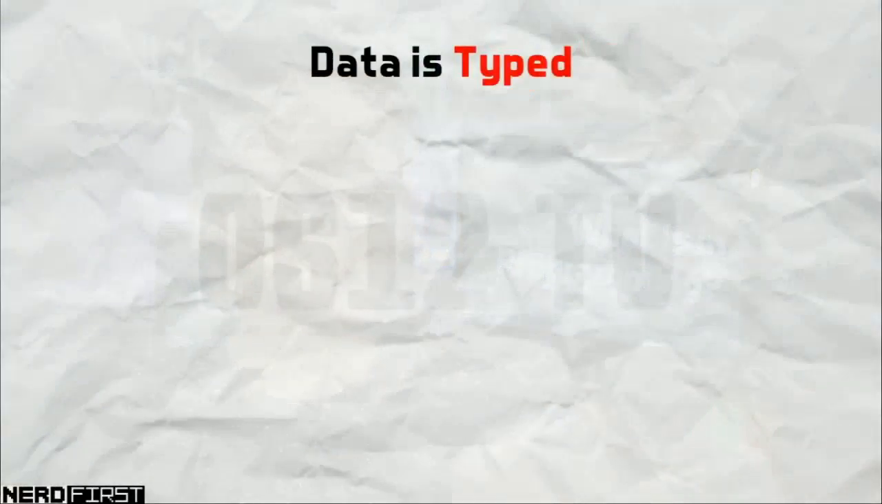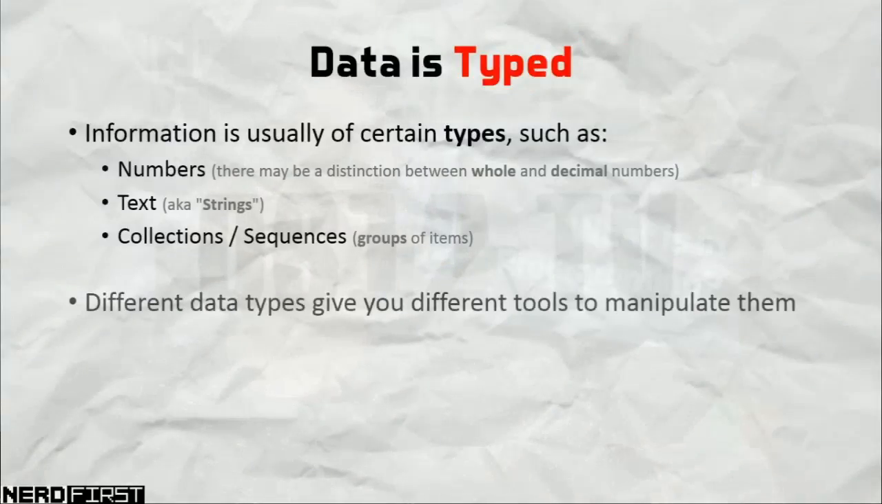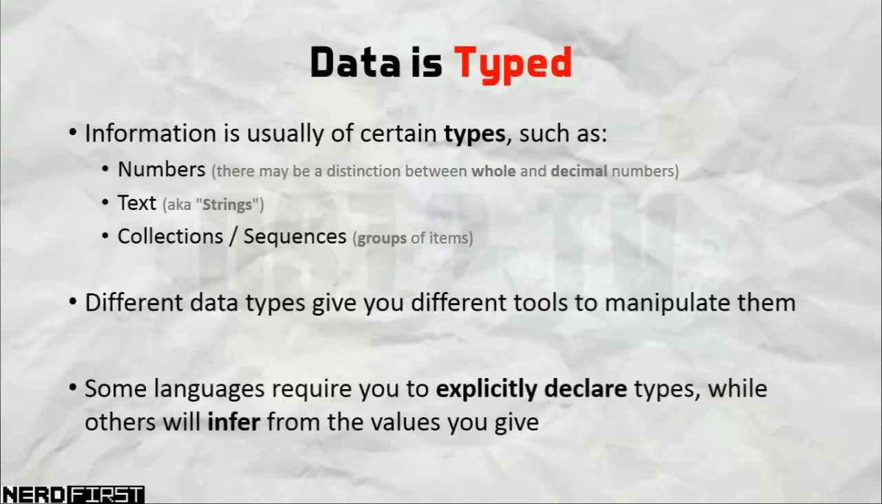What this means is a variable would hold a particular type of information, for example, a number or a string of text, and each data type can be manipulated in certain ways. Certain languages blur this line by allowing you to not explicitly state a type. However, the concept of types is usually still there.